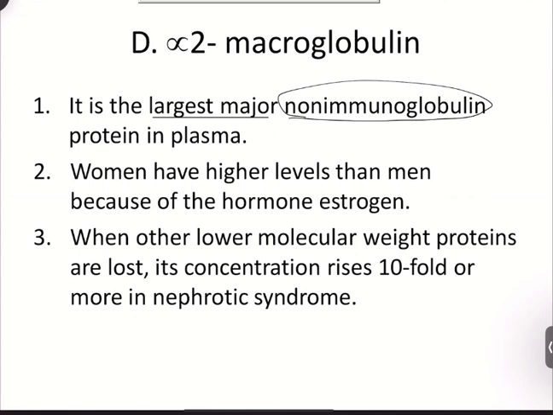So macro, ay malaki. They are found in your plasma. Women have higher levels than men because of the hormone estrogen. So your alpha 2 macroglobulin is correlated with your levels of estrogen. When other molecules of low molecular weight protein are lost, its concentration rises about tenfold more than the protein in your plasma. So more than tenfold of your normal macroglobulin level can indicate necrosis.